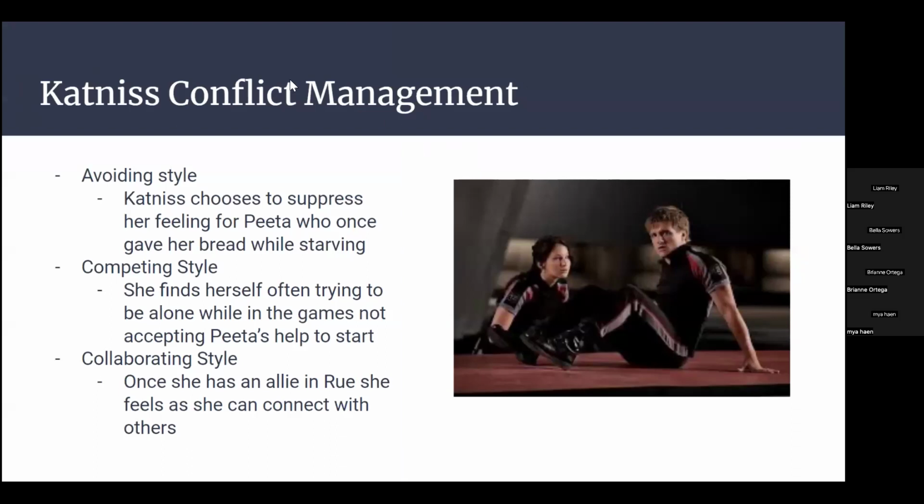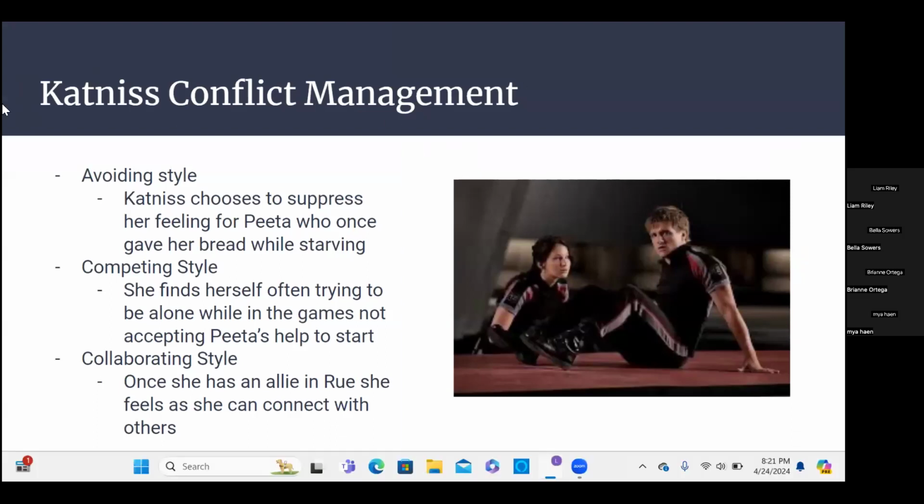Okay, cool. So the next thing that was focused on was Katniss's conflict management with other people, specifically her partner in the games, Peeta Mellark. I broke it down into three main categories. She tends to follow the most, and a couple examples of that. So the avoiding style: Katniss chooses to suppress her feelings for Peeta, who once gave her bread while she was starving very early on in the movie. Out of anybody in the district, they could have chosen any male, and he just happened to be the one. And so she feels some sort of reliance on him, and she struggles with trying to accept her feelings that are slowly developing for him.